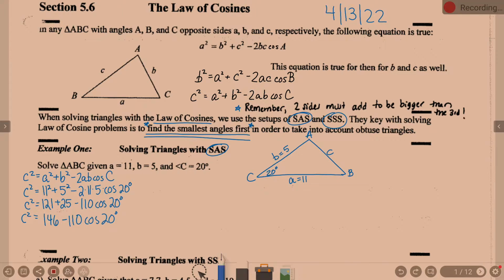However, what are we going to be doing to find c squared in the end? Or, excuse me, what are we going to be doing to find c? Taking the square root of c squared, yes? So if we do that, I'm going to go ahead and write out that c is going to be the square root of 146 minus 110 cosine of 20 degrees. And that's what I want you to plug in to your calculator.